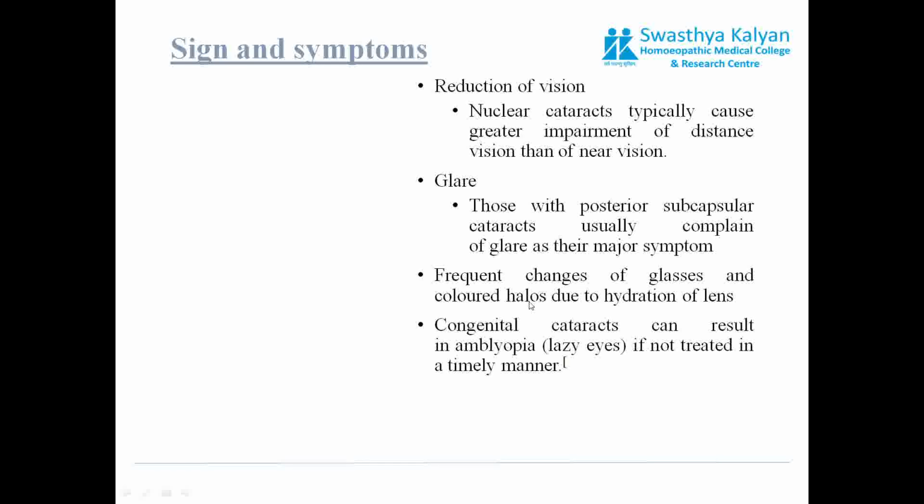Congenital cataract can result in amblyopia, meaning lazy eye. Amblyopia means the refractive error is not corrected even after using lenses. When we do not treat the refractive error in time, amblyopia develops. Later on, in the later classes, we will firstly discuss congenital cataract, then acquired cataract.